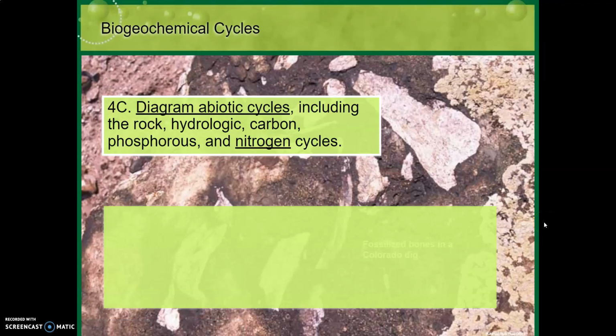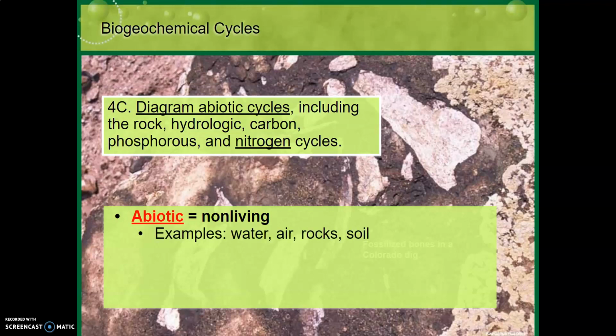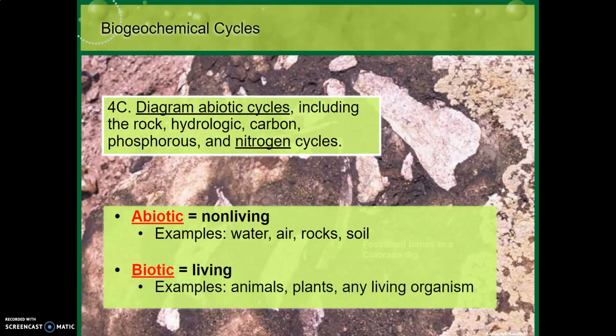So, the final biogeochemical cycle we're going to talk about is the nitrogen cycle. This is the final cycle in our 4C TEAC. When we're talking about diagram abiotic cycles, this is the last one we're talking about. This is the last time you're going to see abiotic, which means non-living. Examples are water, air, rocks, and soil. Biotic means living: animals, plants, and any living organism.